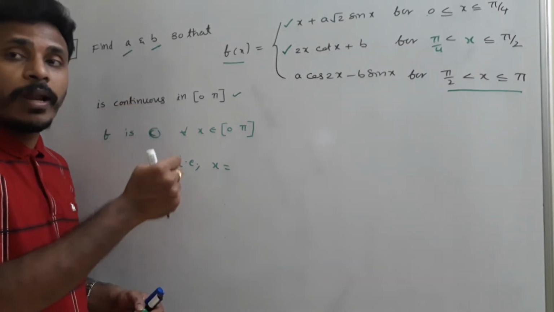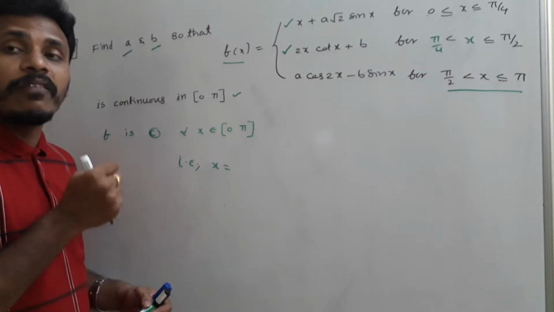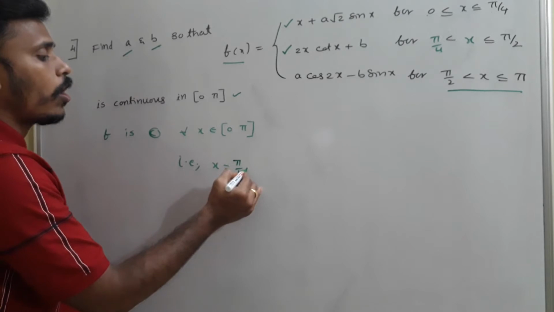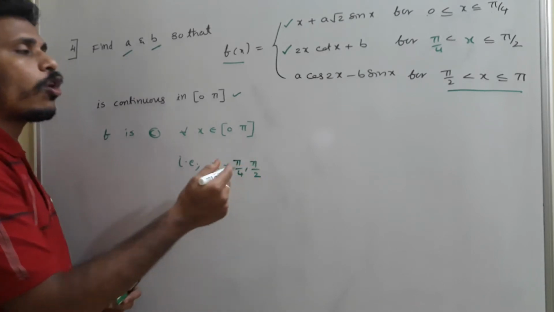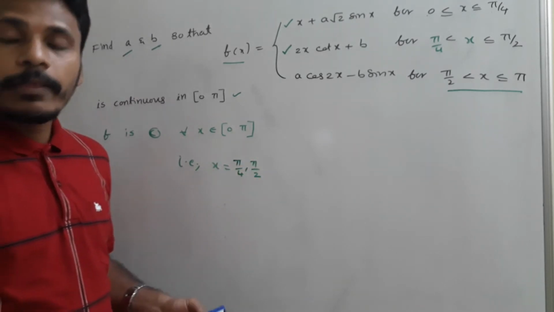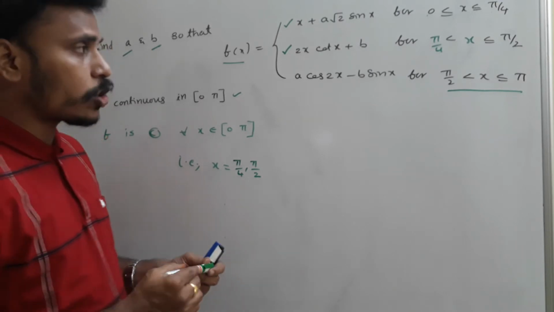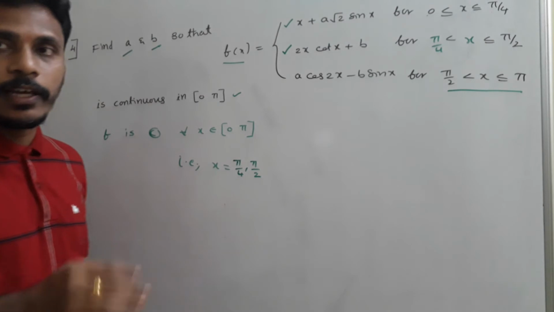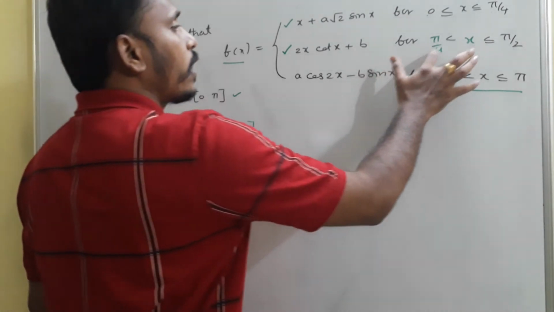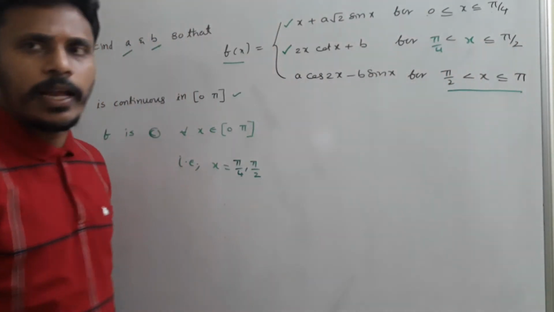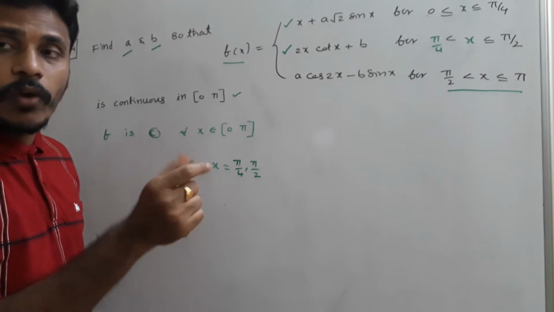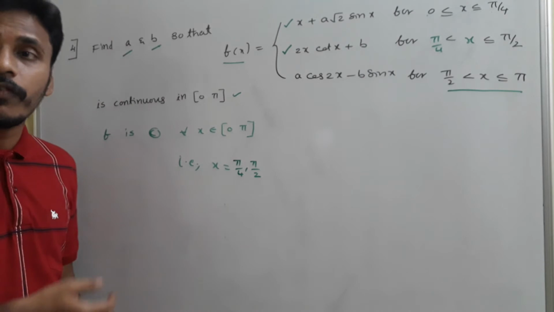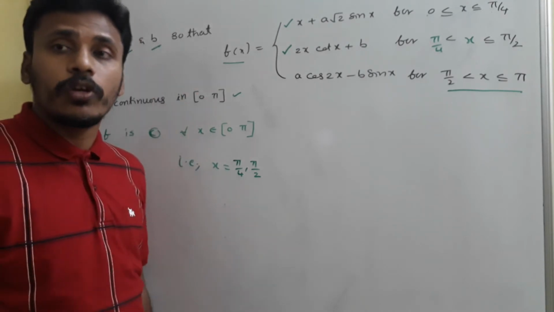So we need to apply our continuity conditions and check the continuity at those points. That's enough. In all other points, no need to check. Why? Because at all other points, the function has the same definition. For example, pi by 4 is 45 degrees, pi by 2 is 90 degrees. In between 45 degrees and 90 degrees, there is the 60 degrees value. At 60 degrees, right and left, the definition is same. So no need to discuss the continuity because the definition is same.